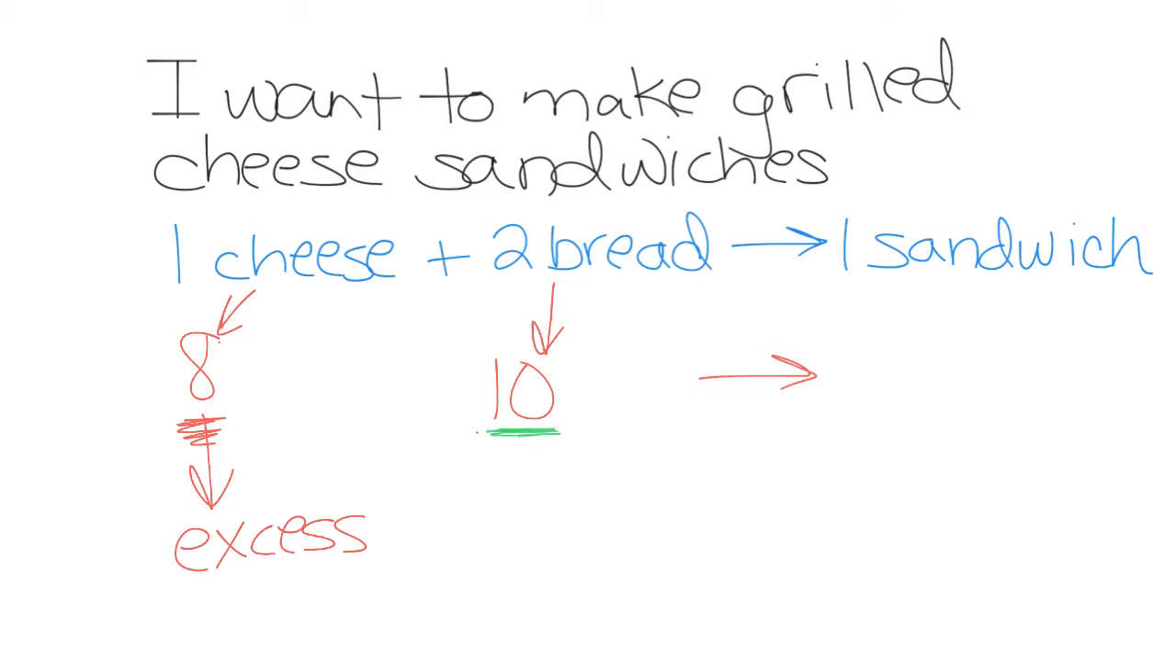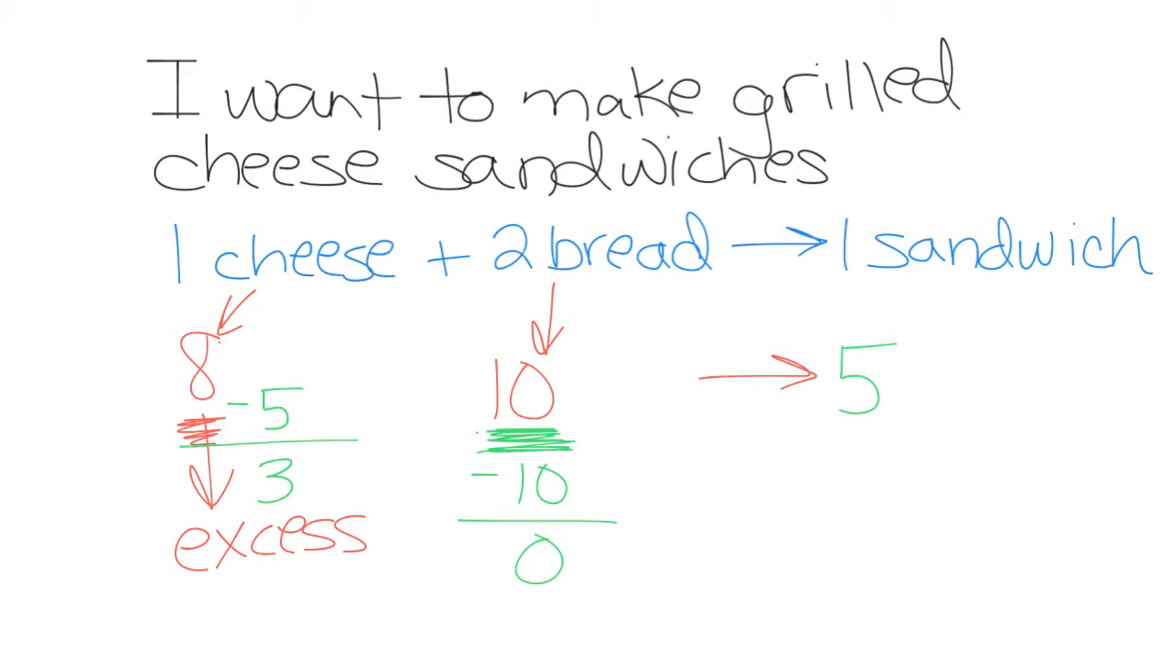If I am going to use up all 10 pieces of bread, I would need 5 pieces of cheese. So again, that shows me that I would have 3 pieces of cheese left. Therefore, the cheese is going to be my excess reactant. I would use up all 10 pieces of bread, so I would have no bread left, and I would make 5 sandwiches because there's 2 pieces of bread for each sandwich.